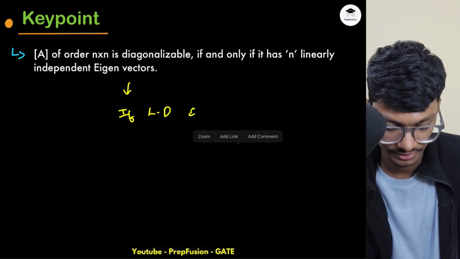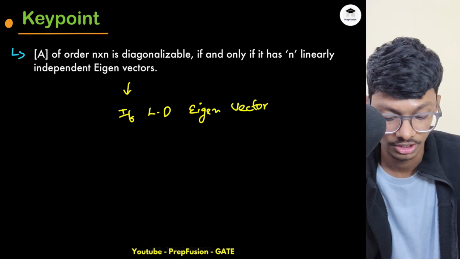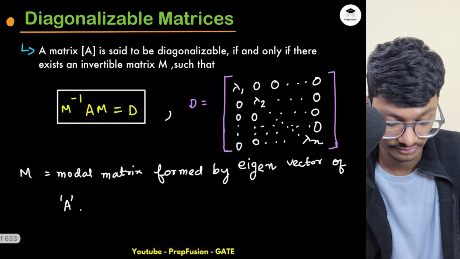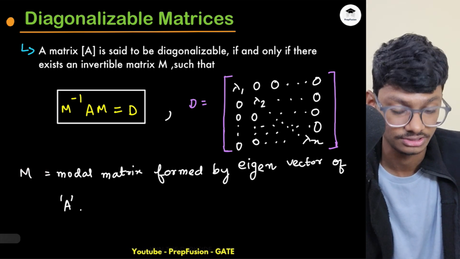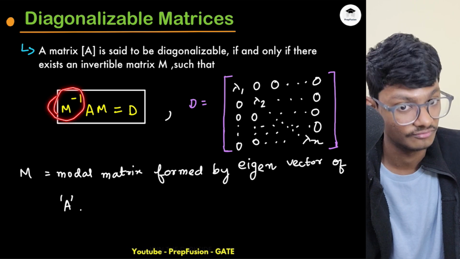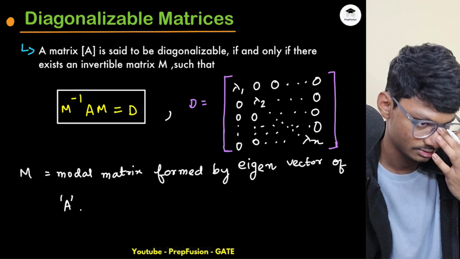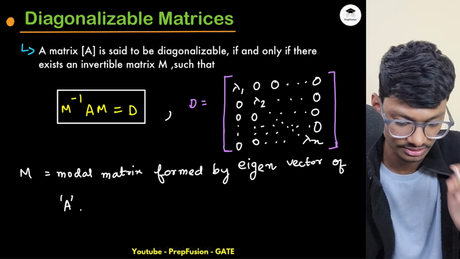What will happen if the eigenvectors are linearly dependent? Now, where am I using the eigenvectors? I'm using the eigenvectors in the modal matrix. If 2 columns or rows are dependent, we'll see this in the next question also. You know, right? 2 eigenvectors are dependent.